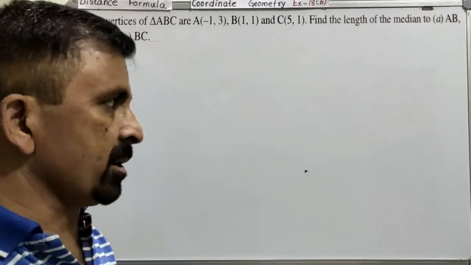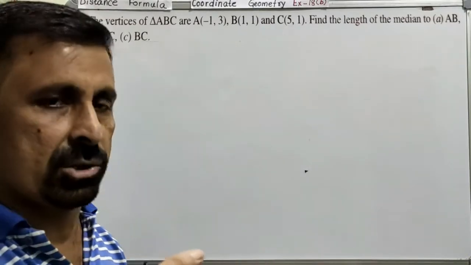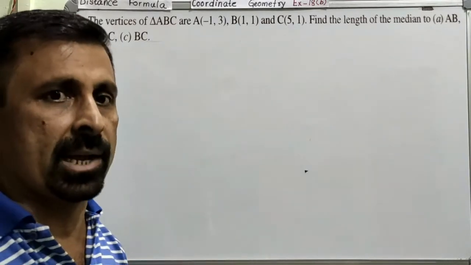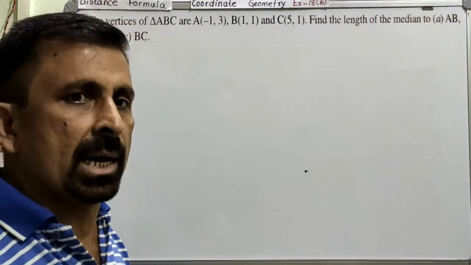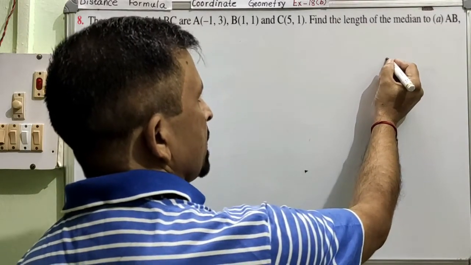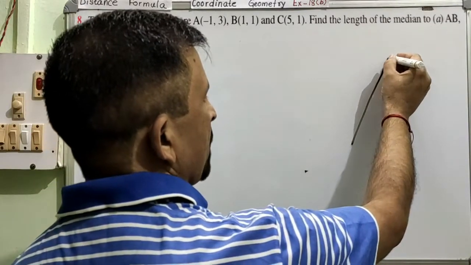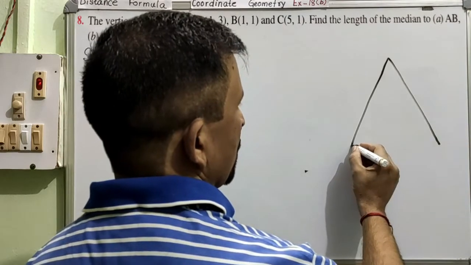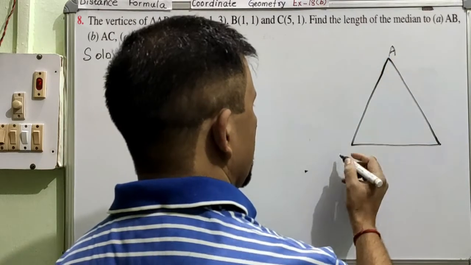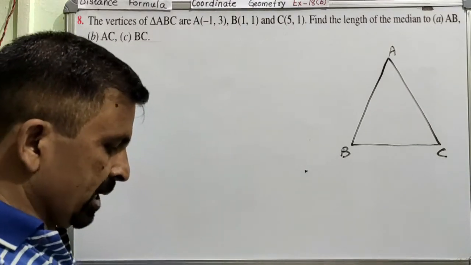Now, of course, question number 8 also is similar to question number 7, but there is a term called median in that question. That is why we are moving on to question number 8. In question number 8, we are given a triangle whose vertices are also given, whose coordinates of the vertices are given. So let us draw the triangle first of all. This is a triangle whose coordinates of the vertices are given. The name of the triangle is A, B and C, right?